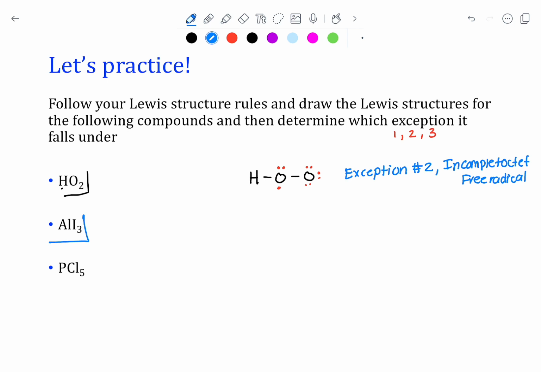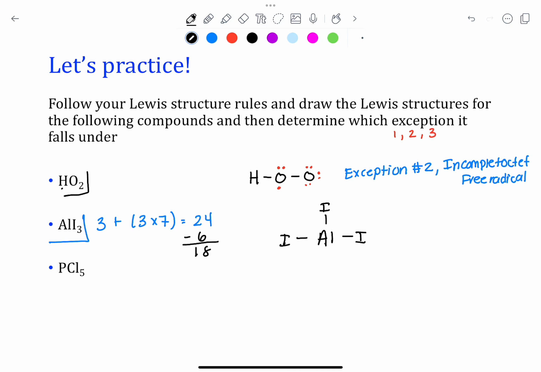AlI3. Aluminum is in group 3, so it has 3 valence electrons. And then I3, there's 3 iodines, each have 7 electrons around them. So that is 24 electrons total. We have Al with an I on each side. So that used up 6 electrons. I have 18 left over.